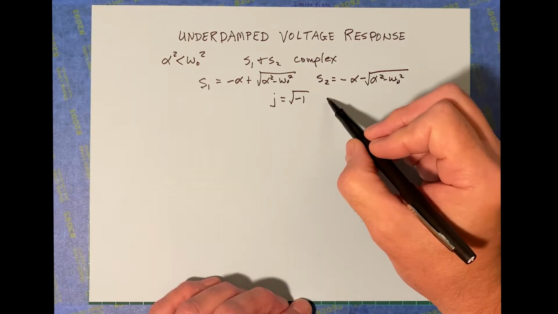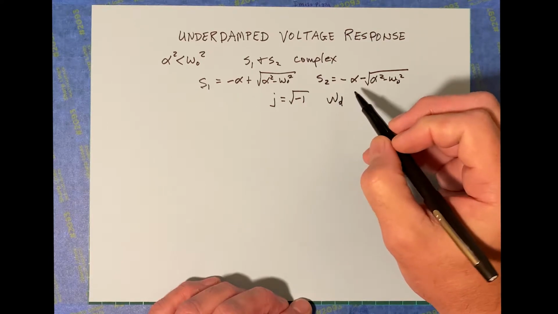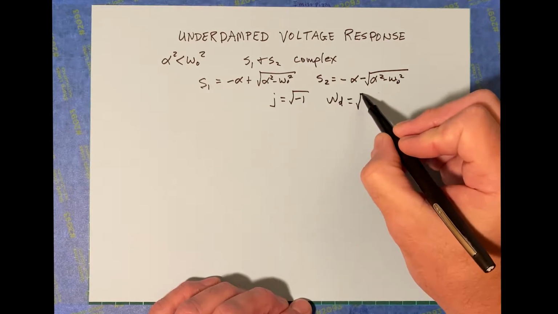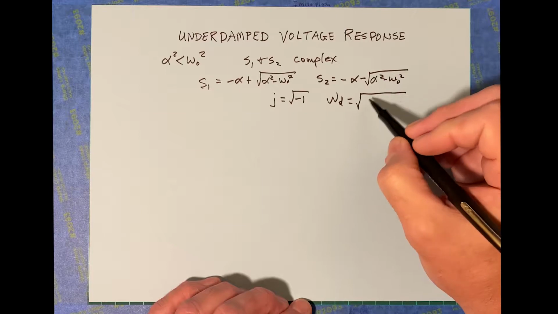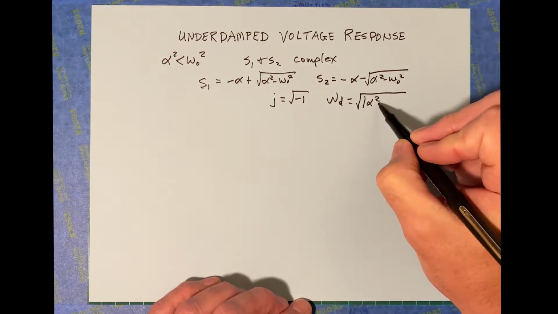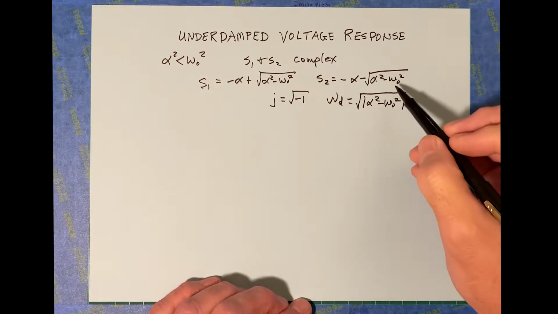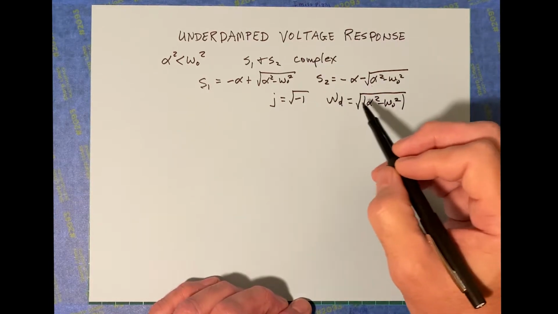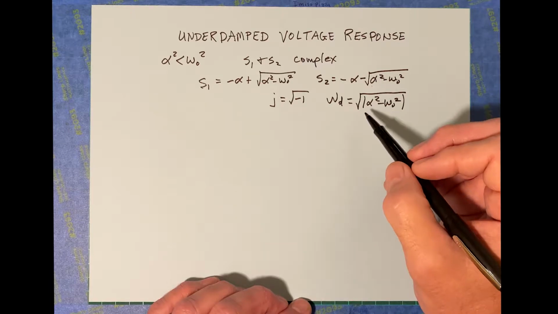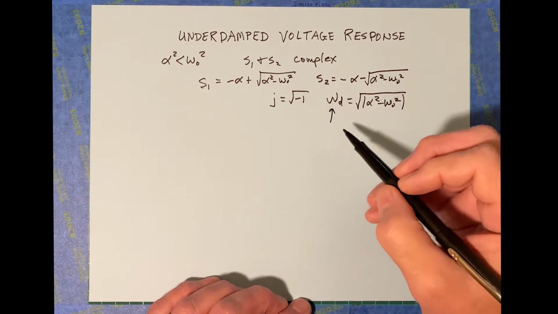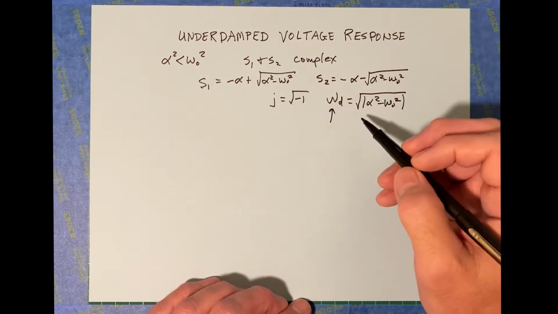And I'm going to make a substitution here. I'm going to call omega sub d equal to the square root of the stuff that's underneath the radical, but let's take the absolute value of it so that it's positive. You could just reverse those if you wanted to, but anyway, it's the absolute value of what's underneath there. This is called the damped radian frequency.